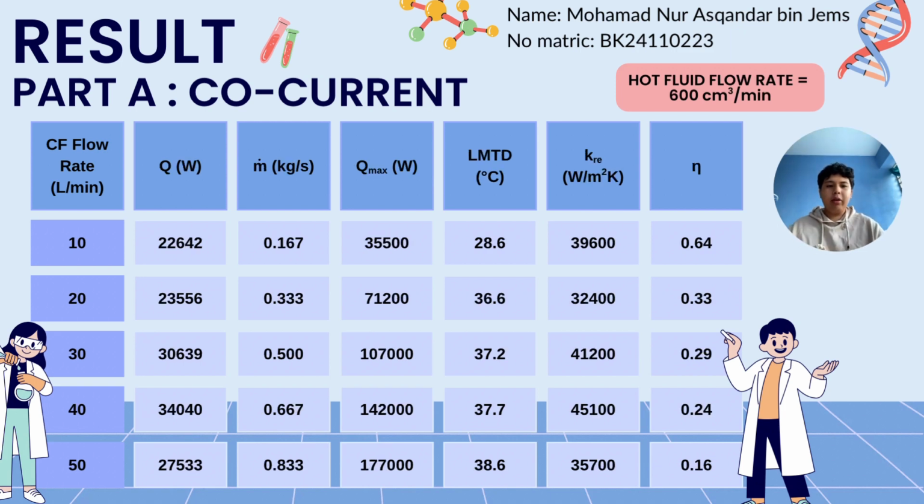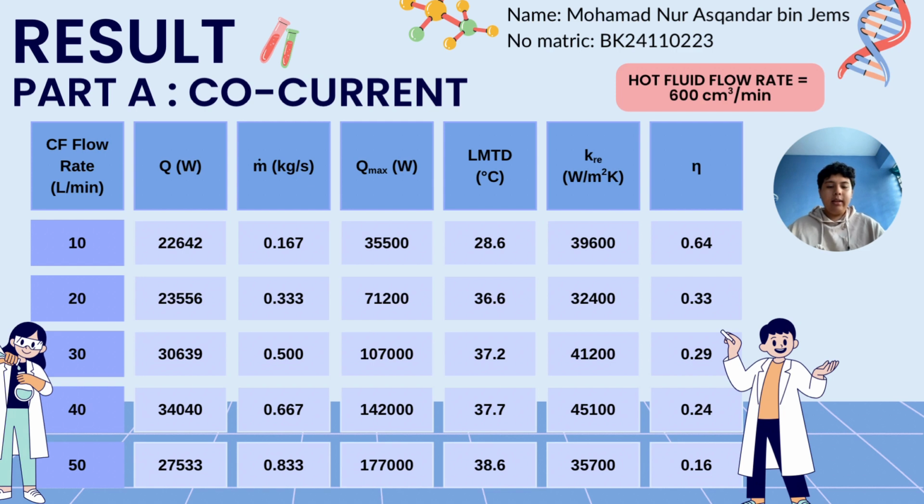Next, from all the experimental data and the information of our heat exchanger, we took the numbers and made a calculation to find the LMTD, KRE, and efficiency of each flow rate. As you can see in LMTD, it goes from 28.6 getting higher to 38 and 6.6 degrees Celsius.